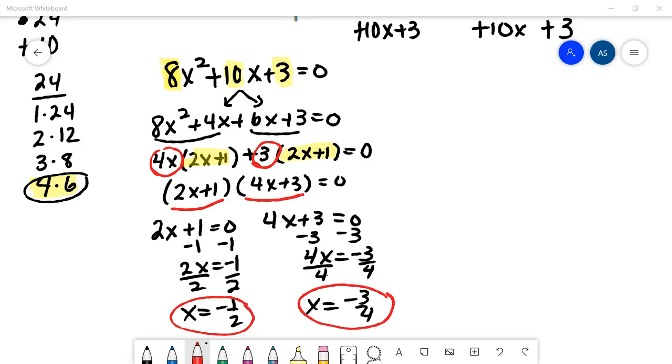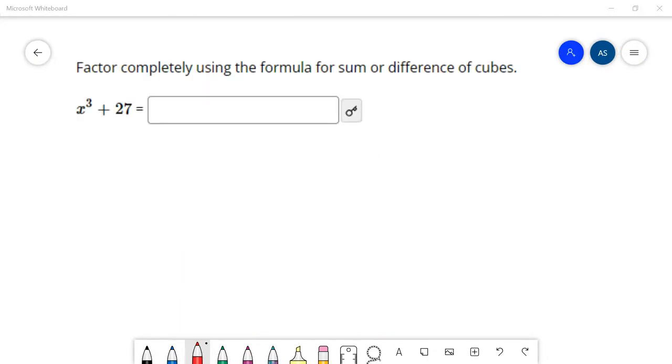The solutions are negative 1/2 and negative 3/4. For question number 7, we have x cubed plus 27.